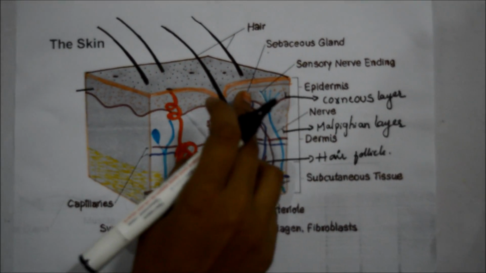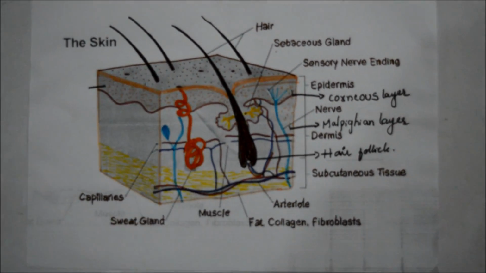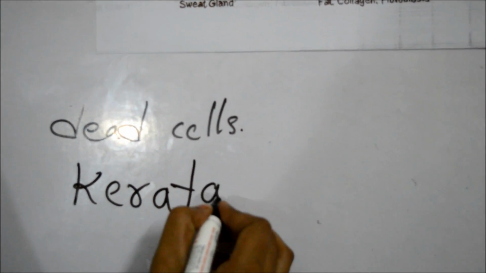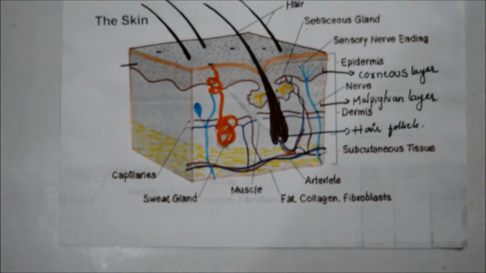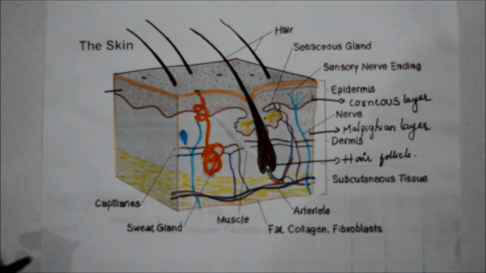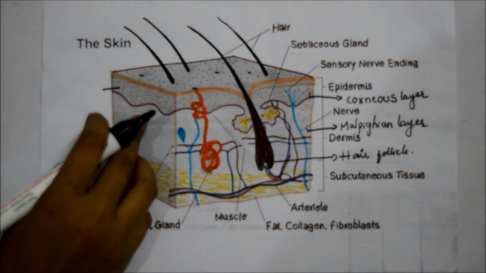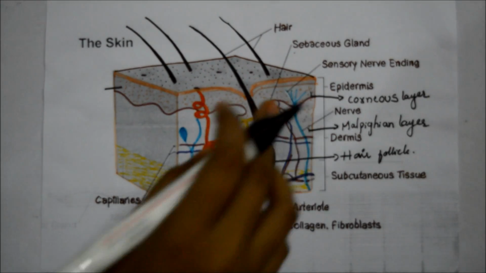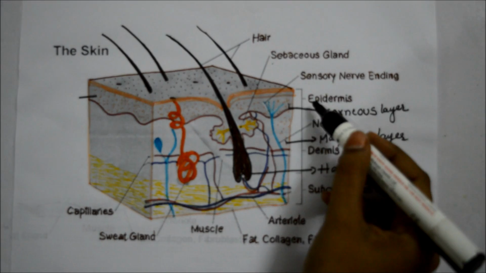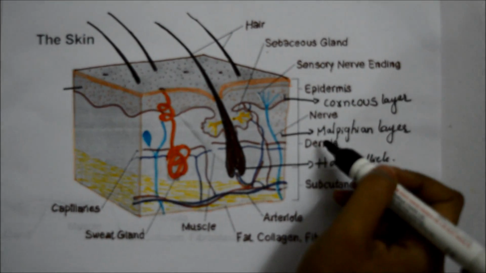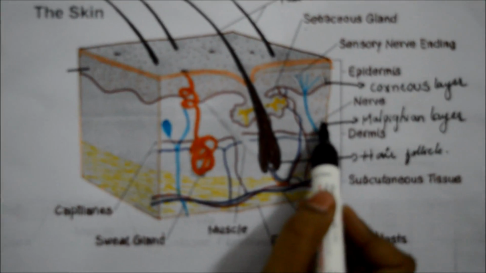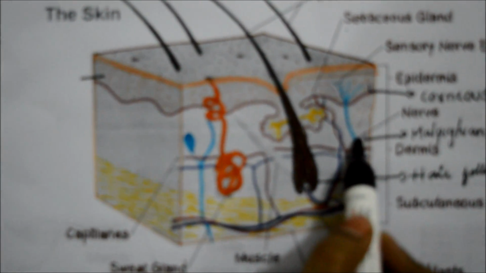The corneous layer, which is the outer layer, contains a protein called keratin. It is thick on the palms and soles. Due to wear and tear, it is shed off in the form of scales. Now let us come to the inner layer of the epidermis, which we can call the Malpighian layer, or germinal layer. The corneous layer consists of dead cells, and the Malpighian layer consists of living cells.